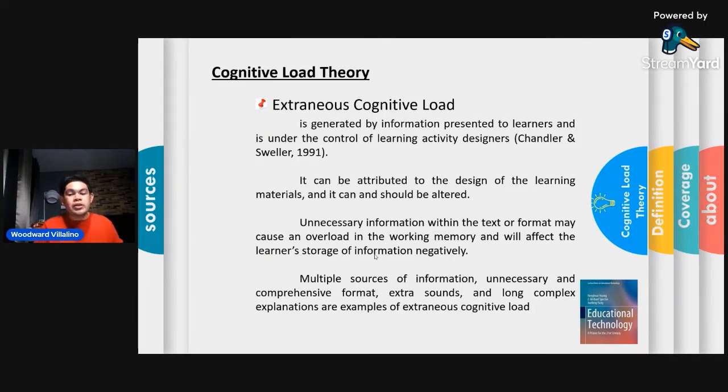Multiple sources of information, unnecessary and comprehensive format, extra sounds, and long complex explanations are examples of an extraneous cognitive load. So this is an extraneous cognitive load that should be altered. Okay, so it is in the control of the learning activity designers. It's up to them how they would alter these multiple sources of information, this unnecessary comprehensive format, these extra sounds and long complex explanations for a more effective learning approach. Okay, that is extraneous cognitive load.